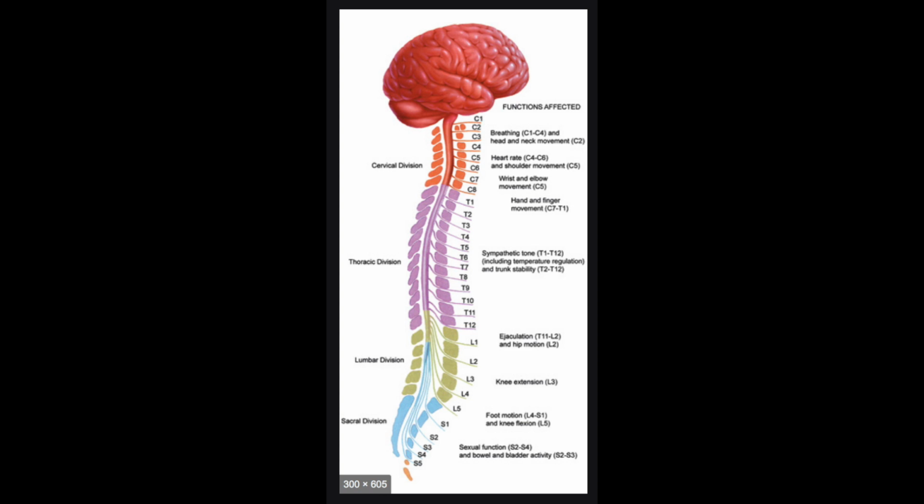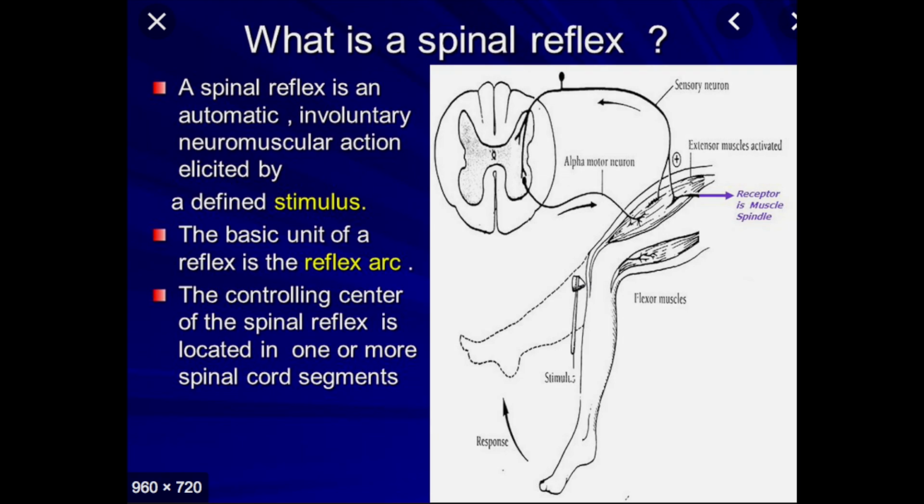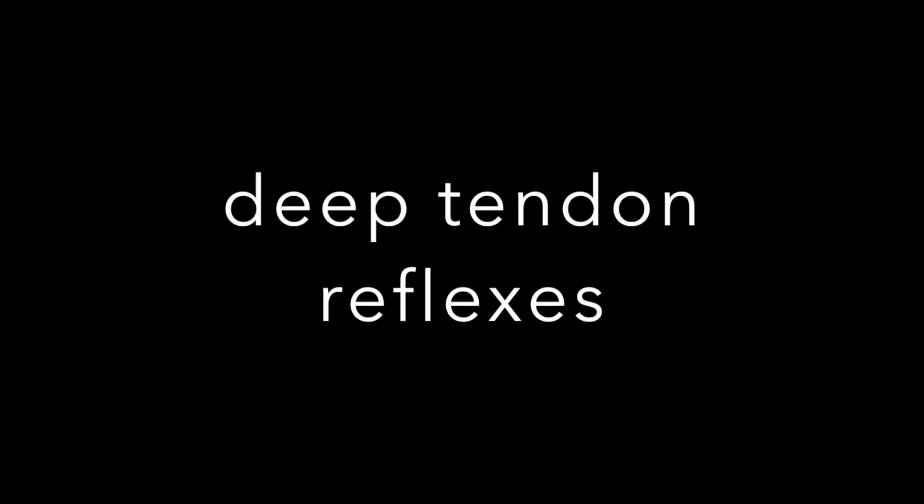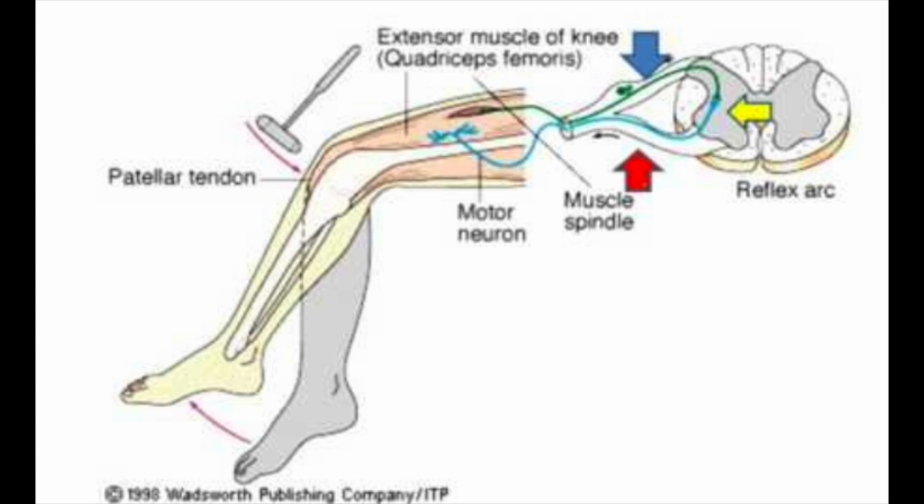Then we have the spinal and brainstem motor control and the spinal reflexes. A spinal reflex is an automatic, involuntary neuromuscular action elicited by a stimulus. So the basic unit of a reflex is this reflex arc. The controlling center of the spinal reflex is located in one or more spinal cord segments. Deep tendon reflexes. Think of when the doctor hits your knee with a hammer and the knee spontaneously extends.